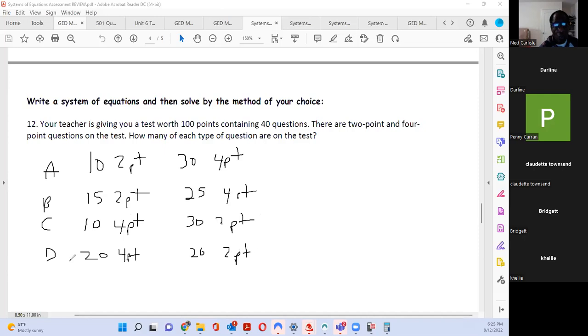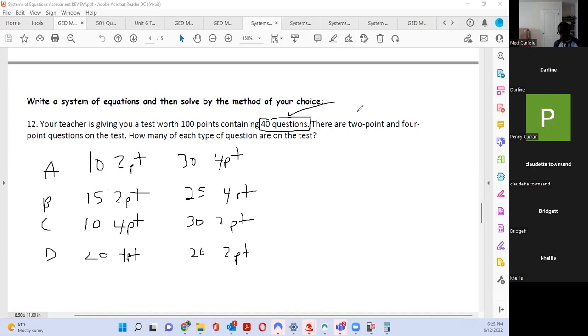Now, I'm about to show you what the GED is going to do. They're going to give you a system of equations, but they're going to give you the multiple choice. What we did, we just solved it algebraically. But what we do know is there are 40 questions. So let's look at the multiple choice. 10 plus 30 is 40. 15 plus 25 is 40. 10 plus 30 is 40. 20 plus 20 is 40. So we know all 4 multiple choices satisfy that first equation, that they have 40 questions. Does everybody understand that?